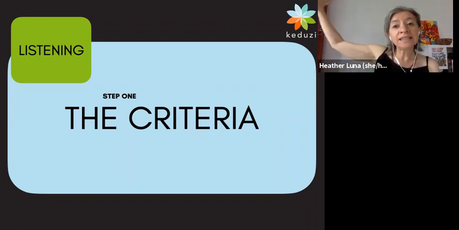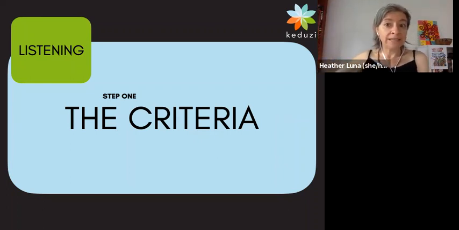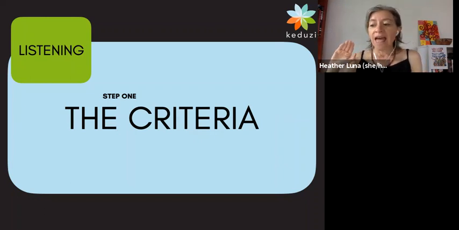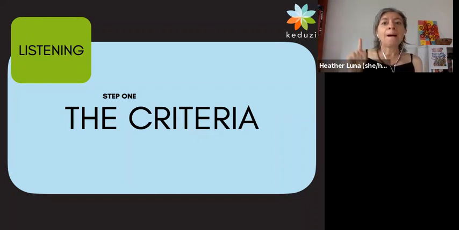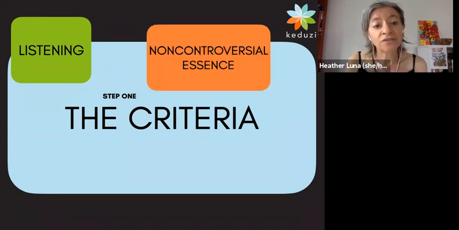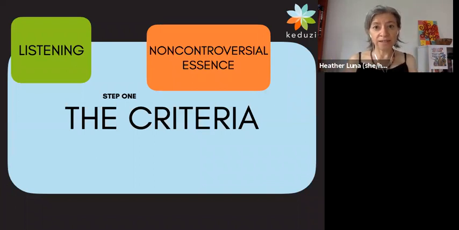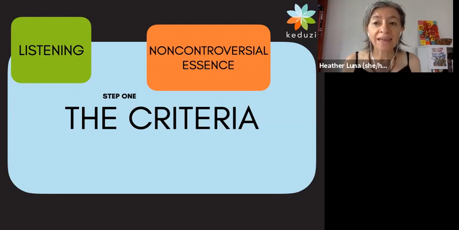And you're going to put these things on one big piece of paper without actually saying who said it. But before you put them on the paper, you're going to look for something called the non-controversial essence. And this means as a facilitator, you reword what they've said is important to them in such a way that everyone in the room agrees with this criteria.